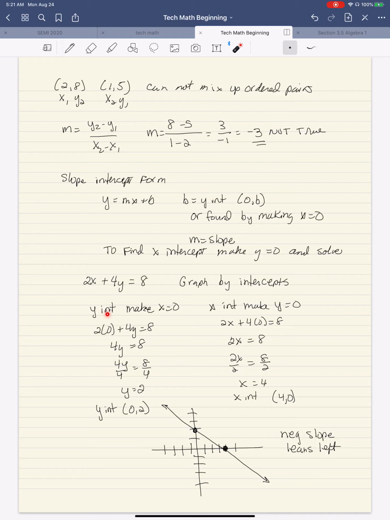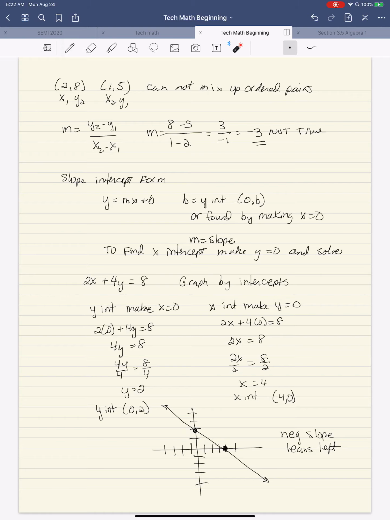So to find the y-intercept, I make x equal to 0, which means you just put a 0 in for x and solve it for y. So 2 times 0 plus 4 times y equals 8. That's 4y equals 8. Divide by 4. 4y divided by 4, 8 divided by 4. I get y equals 2. So here the y-intercept is (0, 2).